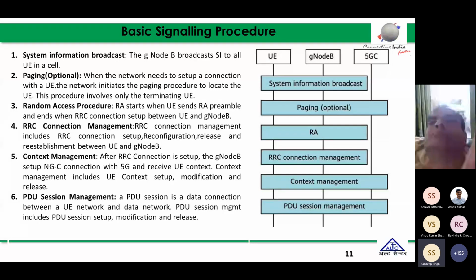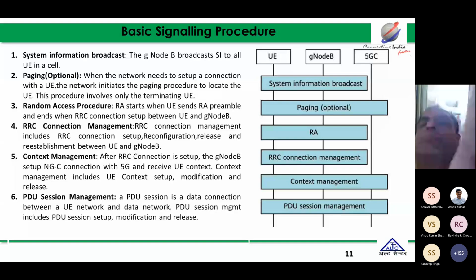The second signaling is paging. It is used when the network needs to set up a connection with the UE. Not when the UE needs to set up a connection with the network, but when the network needs a connection set up with the UE, the network initiates the paging procedure to locate the UE.